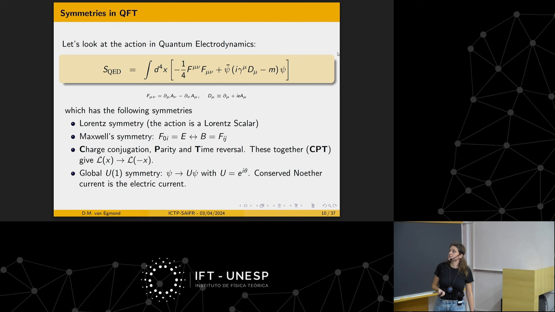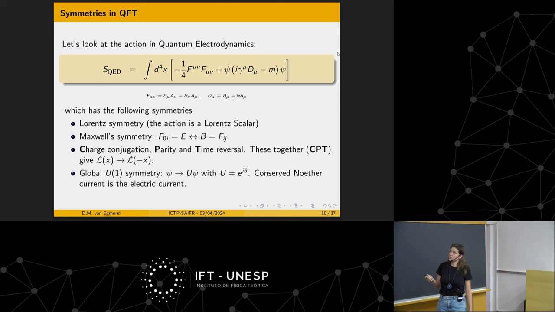Then there is a global U(1) symmetry. So U(1) is, in this case, just a number with norm 1. For psi, the fermion field, it goes to U times psi. And as I said, for every symmetry, there is a conservation law and a conserved object. The conserved object, in this case, is the electric current.